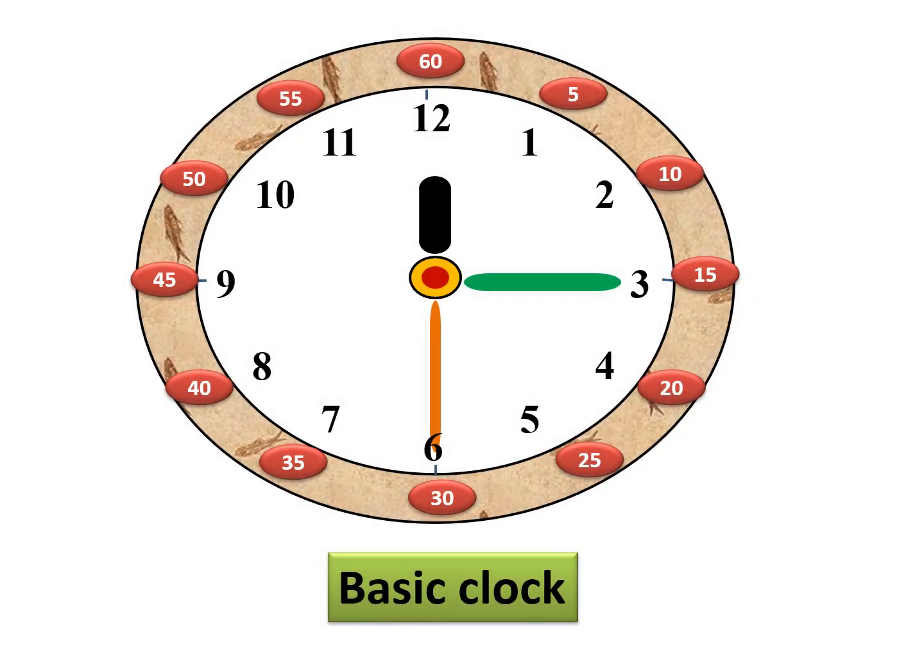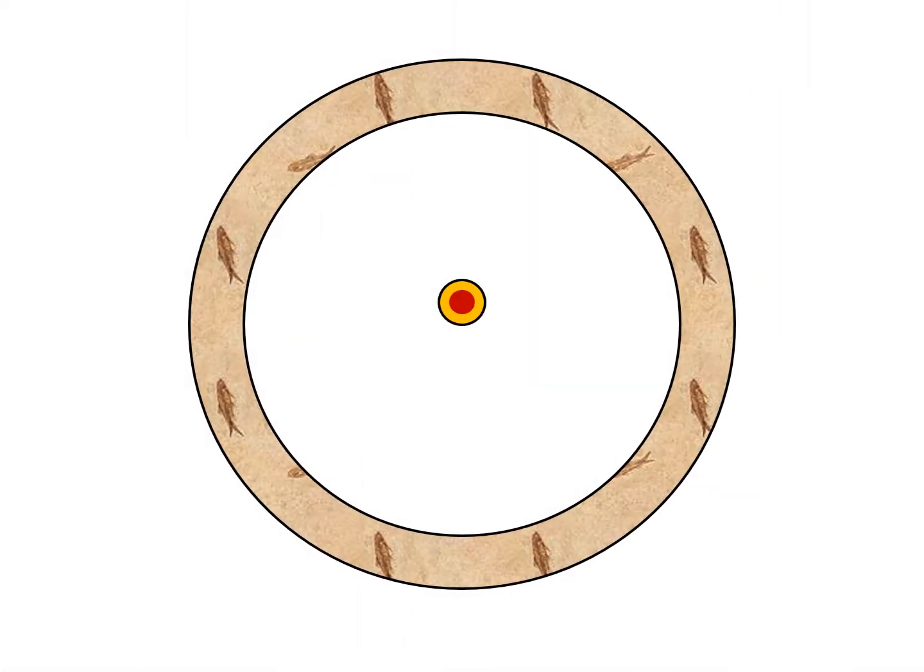Before jumping to learn how to tell time in English, let's understand the clock first. Two main important parts of the clocks are hands and numbers. Now, there are three hands in the clock.